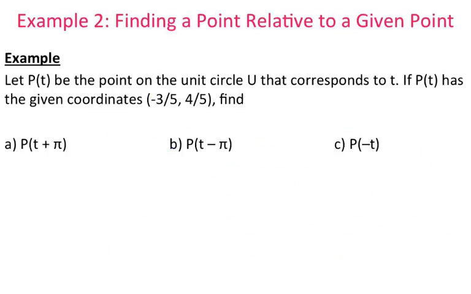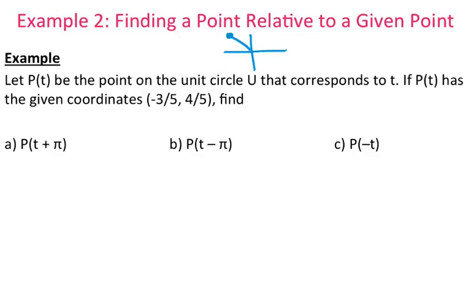Okay, the next thing we're looking at is finding a point relative to a given point. So let P of t be the point on the unit circle U that corresponds to t. If P of t has the given coordinates -3/5 and 4/5, find each of these values. So I'm actually going to graph where this point would be. So -3/5 with the +4/5 is over here, right, because my x is negative and my y is positive.